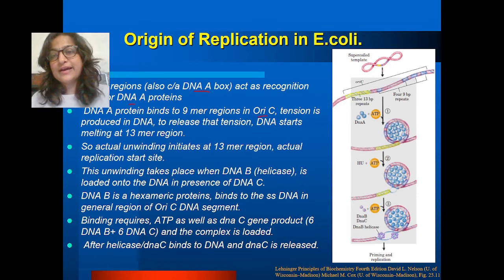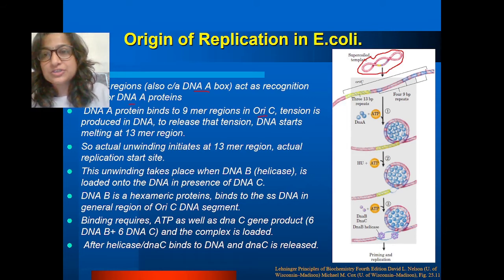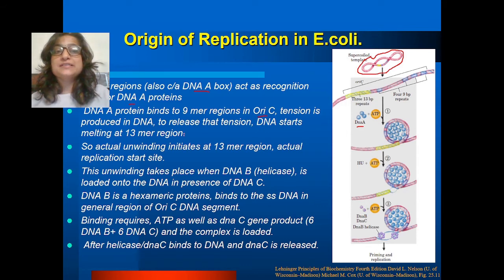So if you look at the figure, this is your supercoiled DNA of E. coli. The yellow portion indicates your 13-mer regions, the blue indicates your 9-mer region. Now your DnaA protein comes and binds to your 9-mer region. Now as DnaA protein binds to the 9-mer region in ORI-C, a tension is produced in DNA, and to release that tension, DNA starts melting at the 13-mer region.